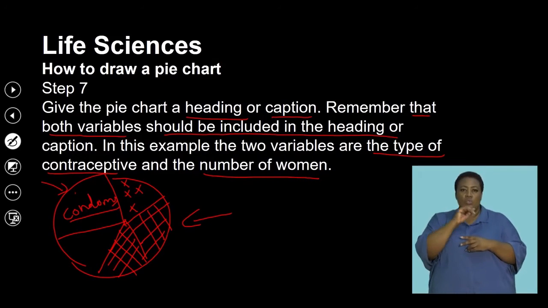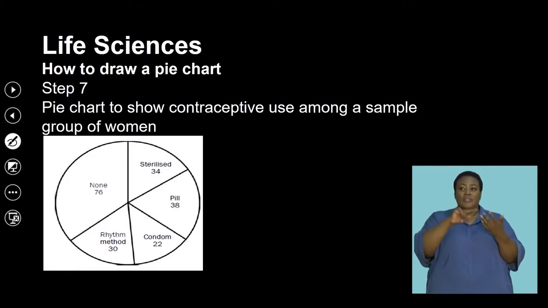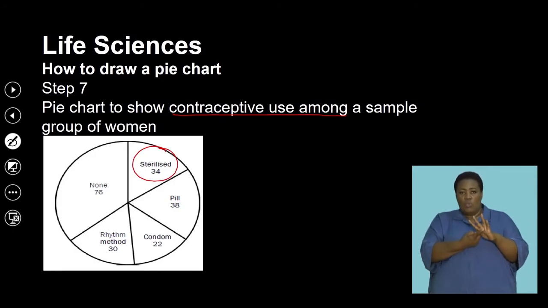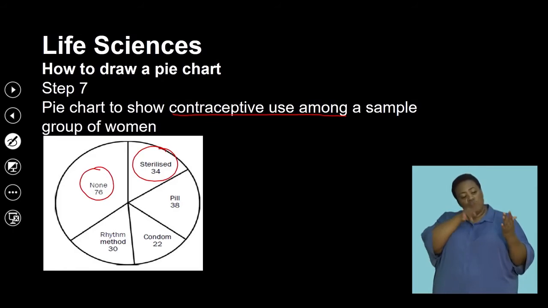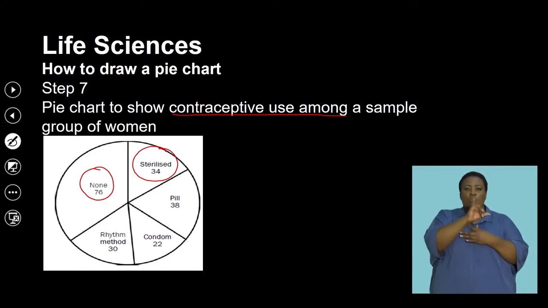So if we go back to the example, let me see if I can get back. So here we look at it. Here it's the pie chart showing the contraceptive used among a sample of women. So it's the different types of contraceptives used amongst a group of women. So that would be the heading. And clearly I've got a key, or I've illustrated the different segments on there clearly so that the reader or the person that's looking at this will have an idea as to which is the larger group.